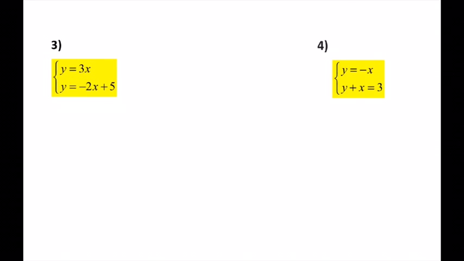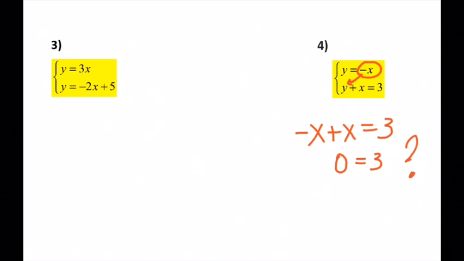Number 4, this one says negative x is the same as y, so I'm going to put it right in there. So I'm going to have negative x plus x is equal to 3. So negative x plus x, that's 0, equals 3. Okay, so that's something we haven't run into recently. If we have something that says 0 equals 3, when is that true? It's never true. What that means is these two lines are never going to intersect. So there's actually not an ordered pair. You're going to say no solution.